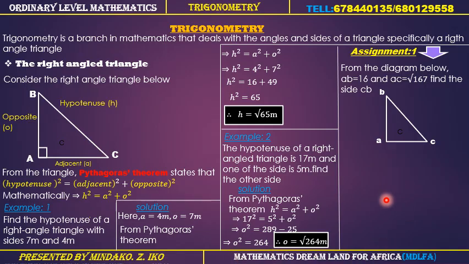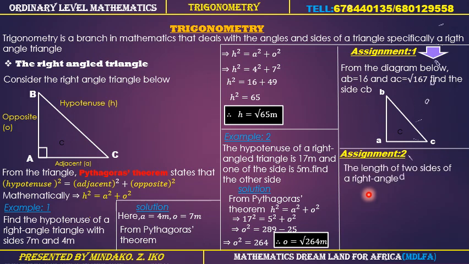Okay, so let's move to assignment 2. We have that the lengths of two sides of a right angled triangle are 3 meters and root 3 over 3 meters. Find the hypotenuse. It's the same concept. You can just apply it and get your answer.